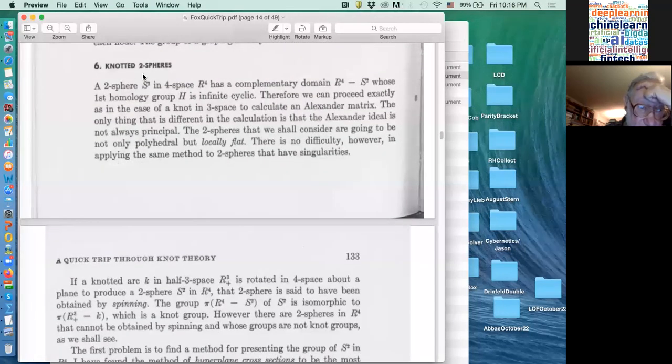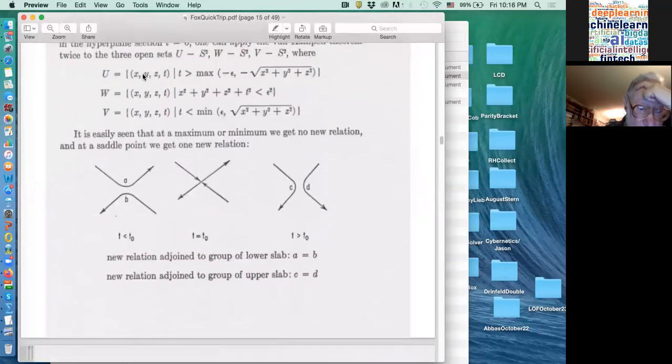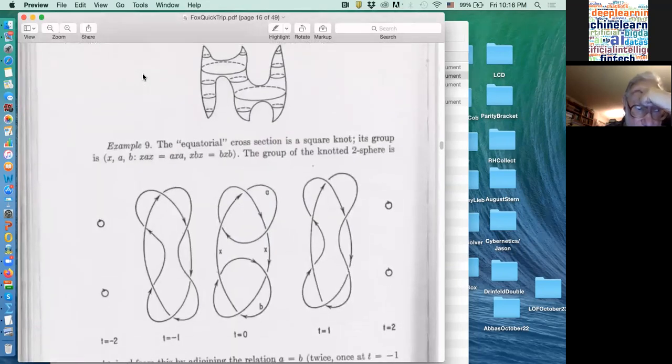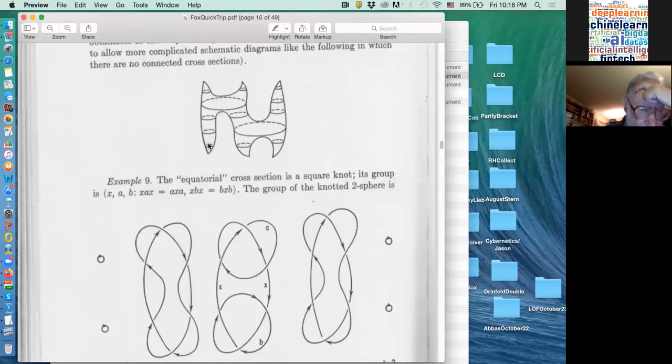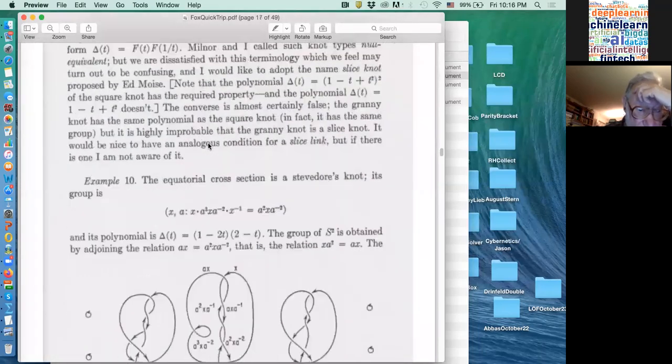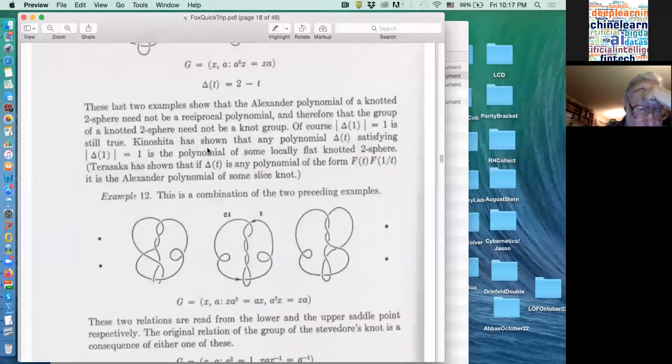Then there's a section on knotted two-spheres in four-space and how to get at the fundamental groups of the complements of those knotted two-spheres, and how to think of the knotted two-sphere in four-space by going through hyperplane slices of the surface in four-space with slabs of three-space, so that in a given slab you may see a link like this, or you may see a singularity, because as you go up through these slices in four-space, you may come to a saddle point or a maximum or a minimum. And he gives some excellent examples of phenomena that occur in four-space and calculates Alexander polynomials and so on.